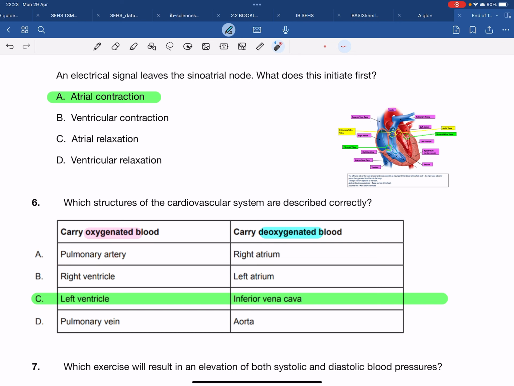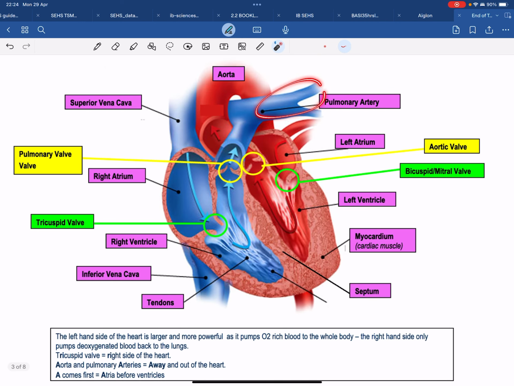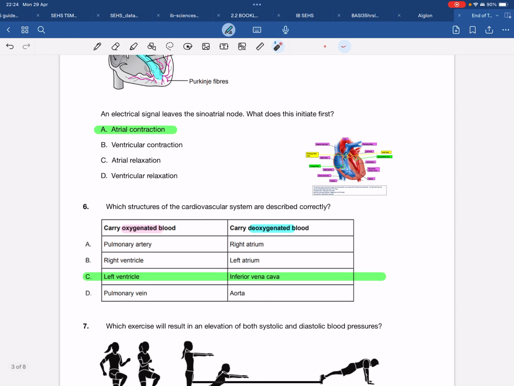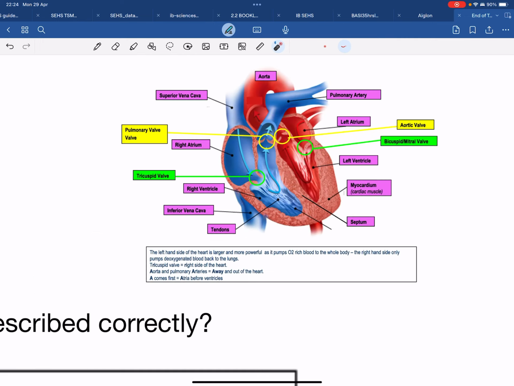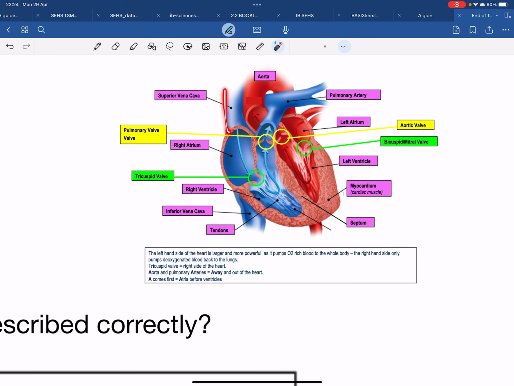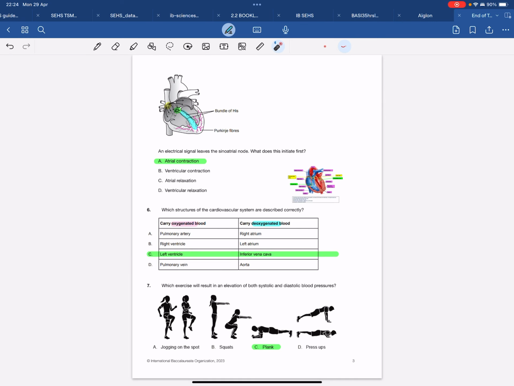It's going to be pulmonary artery is deoxygenated. So yeah, you can do a little bit of process of elimination here, but if we zoom in, oxygenated is the left side of the heart, and the inferior vena cava, or any part of the vena cava, this one or this one, carries deoxygenated blood. So left ventricle oxygenated, and the vena cava, blood coming into the heart, deoxygenated.